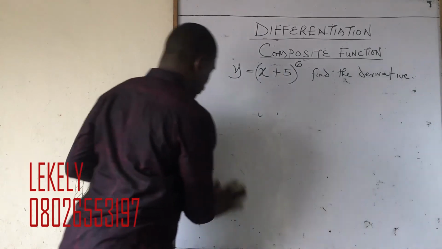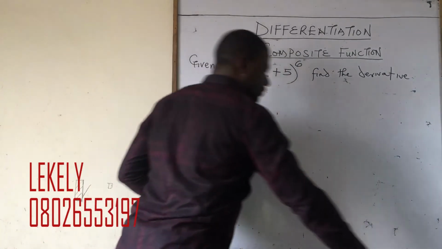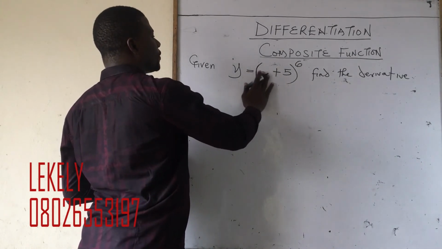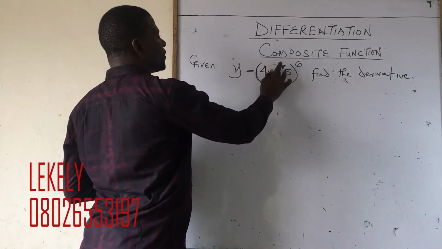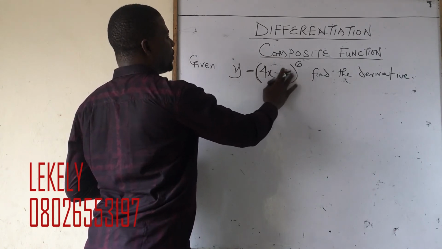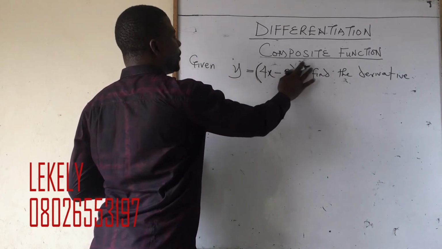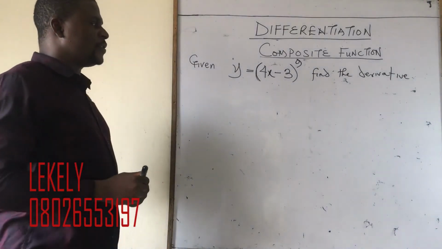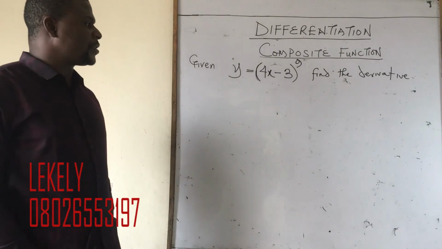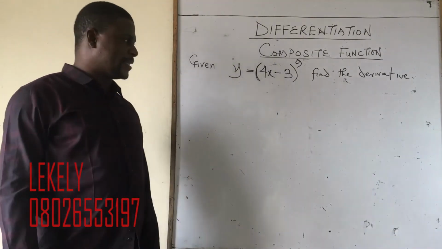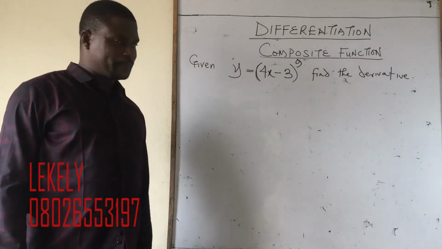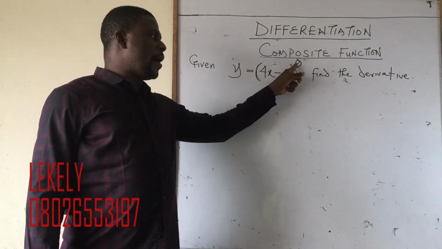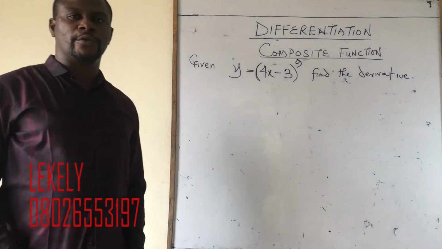So let's assume that you have 4x minus 3 raised to power 9, and then you are asked to differentiate. Look at this. Given y is equal to 4x minus 3 raised to power 9, find the derivative. Now, the moment I have a bracket and a power, I already know it is a composite function.